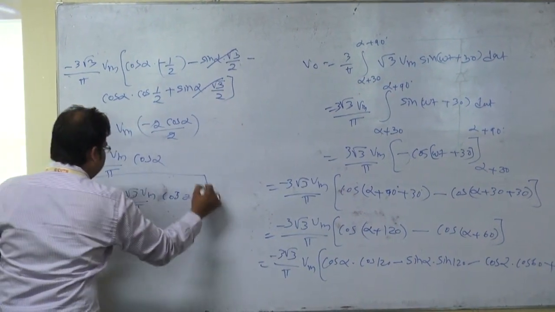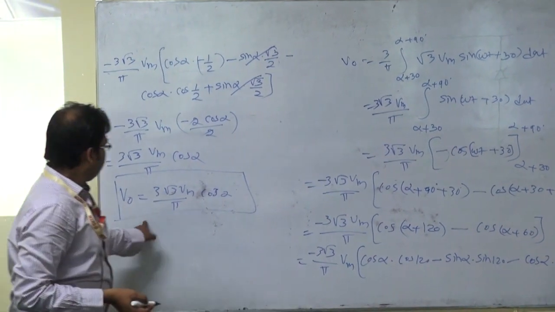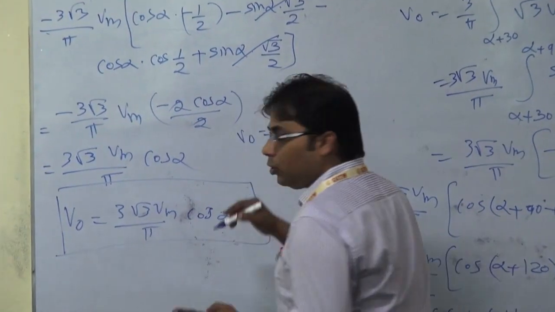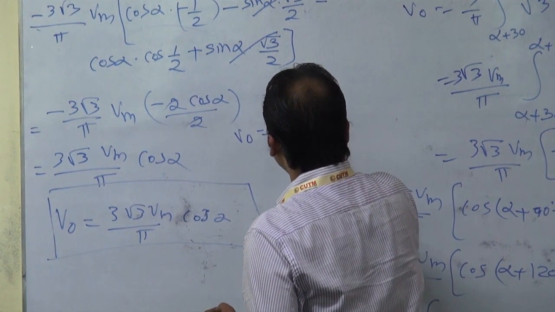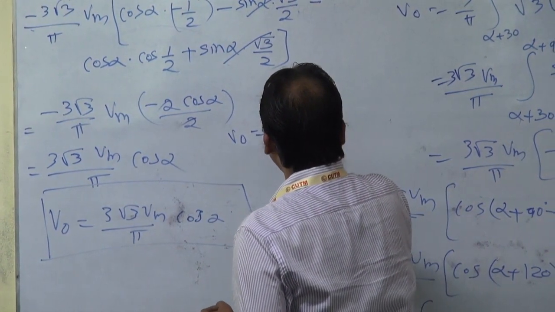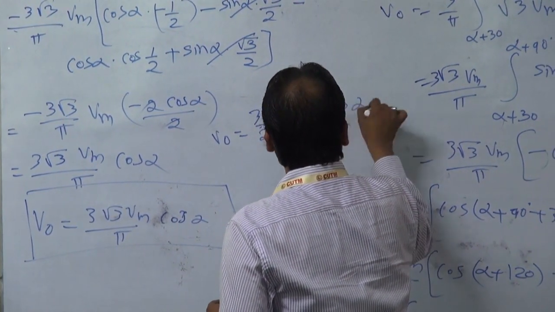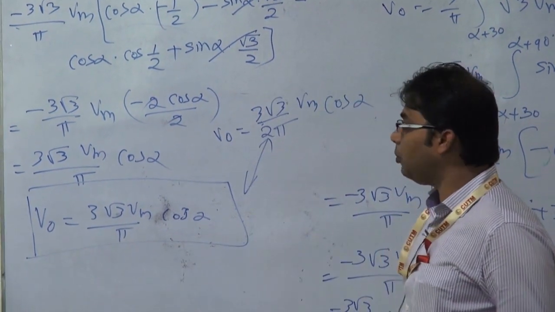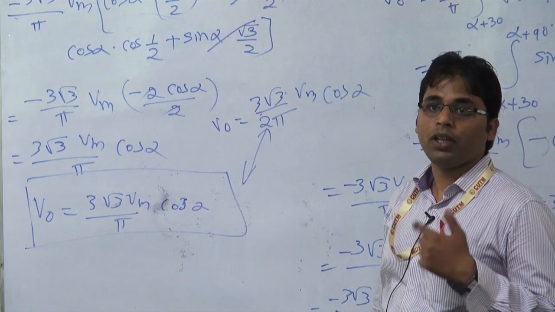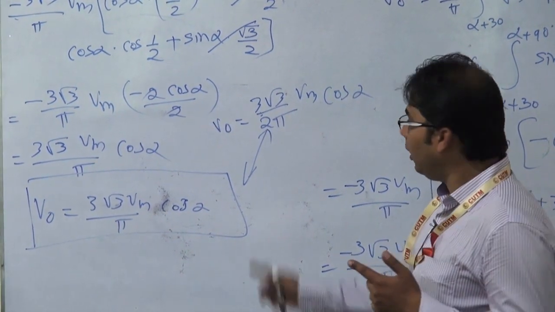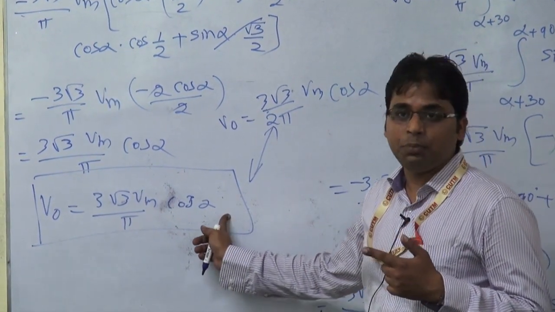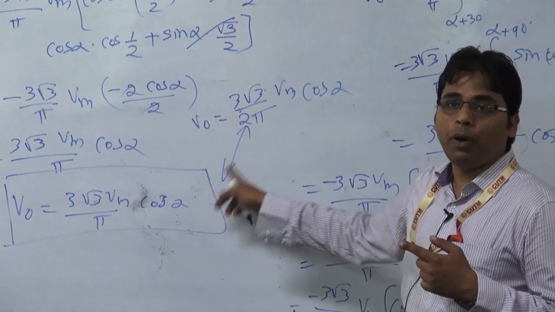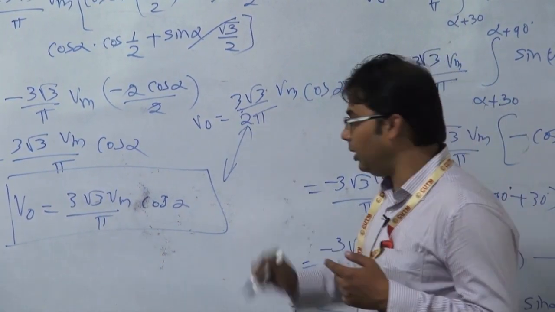So just we can see, in case of 3 pulse rectifier, the output voltage was 3 root 3 Vm by 2 pi cos alpha. So just compare these two: here my output voltage is doubled in case of 6 pulse rectifier. In case of 3 pulse rectifier, it is half of 6 pulse rectifier.